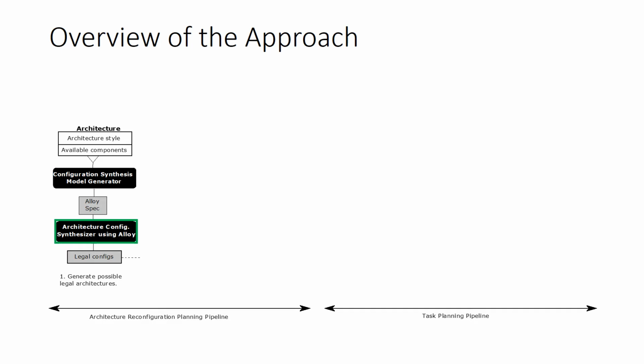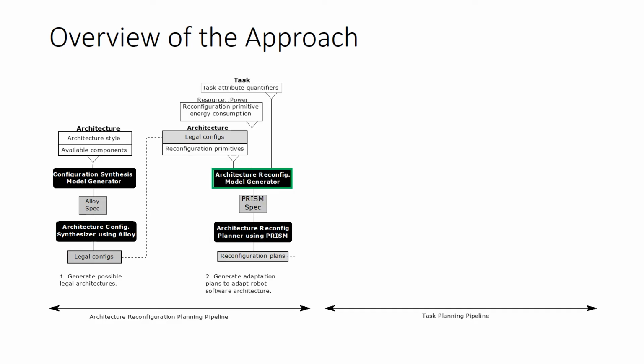configurations. The second stage in the architecture reconfiguration pipeline generates reconfiguration plans to adapt the robot's software architecture. In this stage, the architecture reconfiguration model generator component receives as input the set of legal configurations produced in the previous stage, as well as the set of reconfiguration primitives available from the architecture model. From the resource model, it obtains the predicted energy consumption required for those reconfiguration primitives.